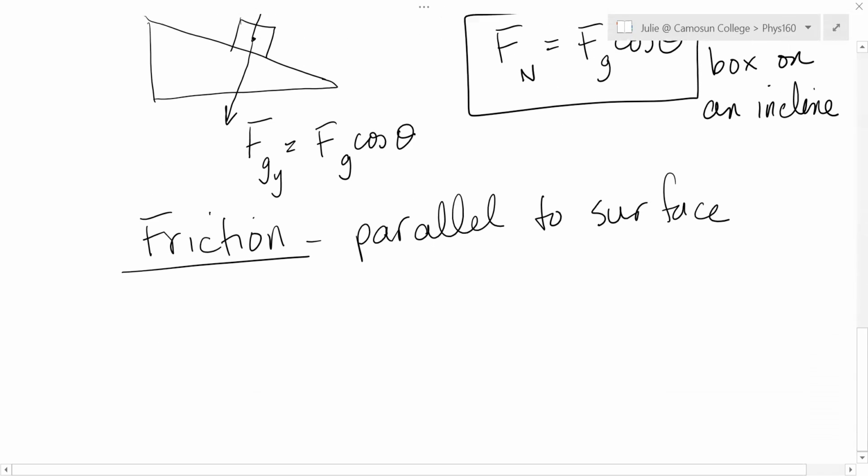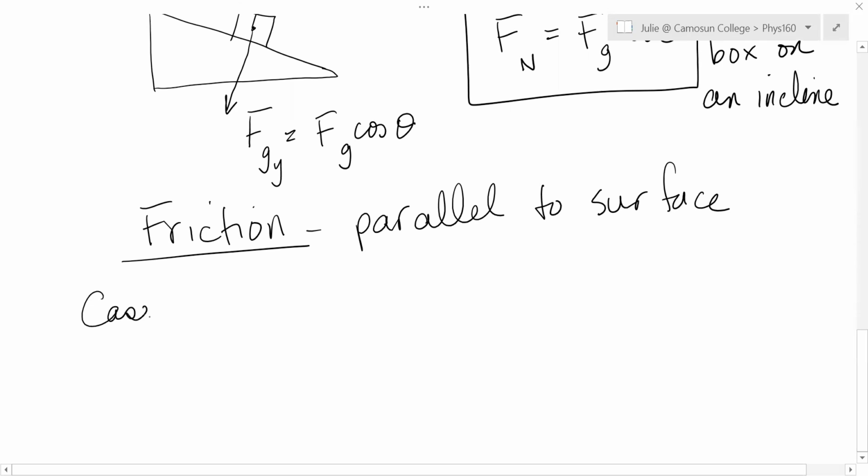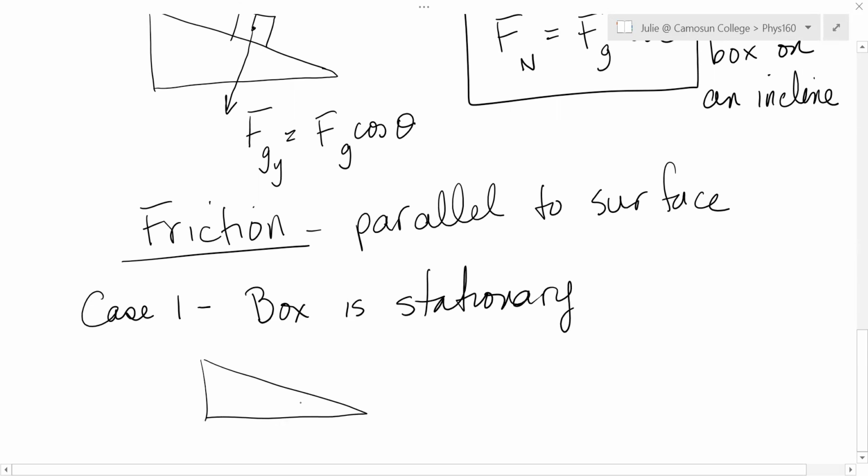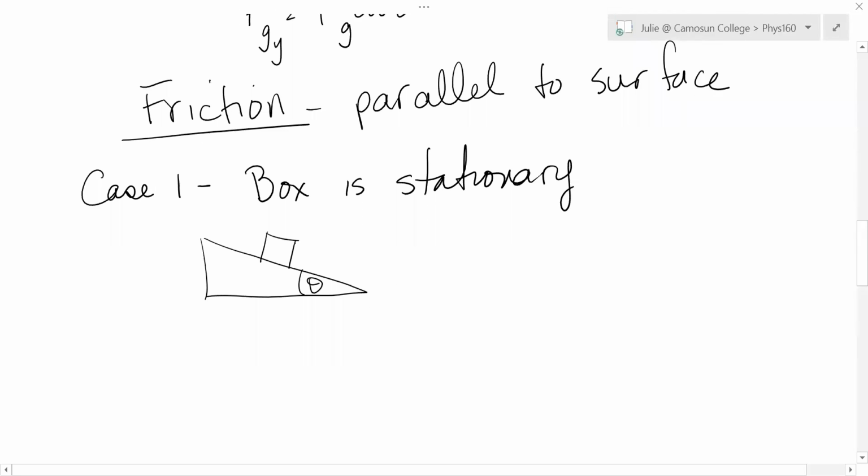So let's look at three possibilities. Case one, box is stationary. If the box is stationary, which can often happen, you stick a box on an incline, just sits there. It means that, remember, you always have Fg sine theta down the incline. If it's stationary, the thing holding it there, counteracting gravity, would be friction, static friction. That would be this way, F friction, and this would be static.